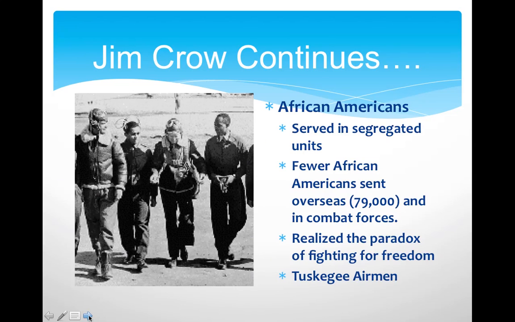Well, in World War II, we see discrimination. We see segregation within troops. We see an increased number of African American troops. And there is the paradox, realizing that there is oppression back home and they're fighting for freedom overseas. And we see the impact of the Tuskegee Airmen during World War II.